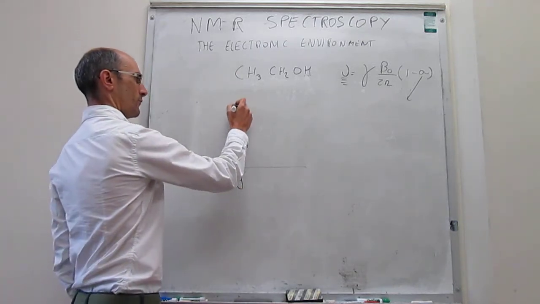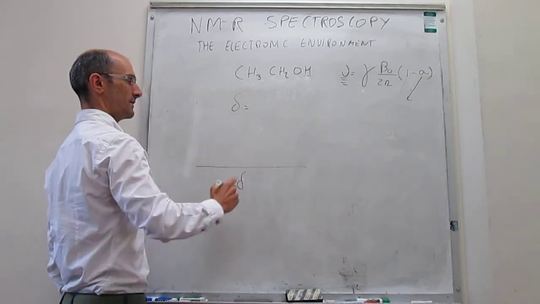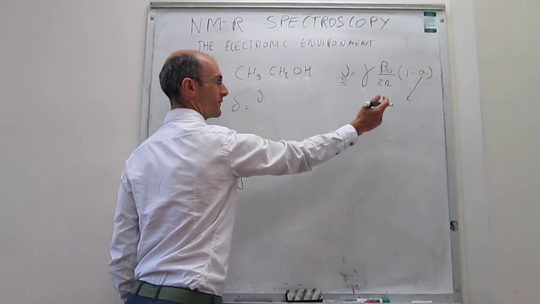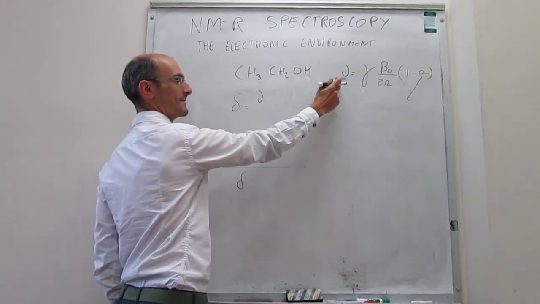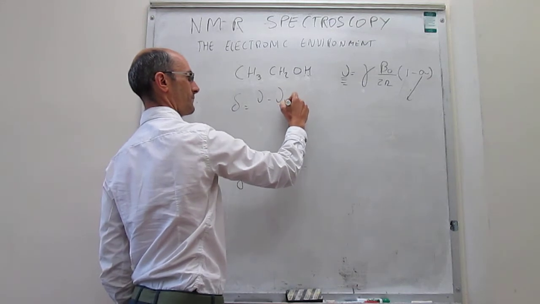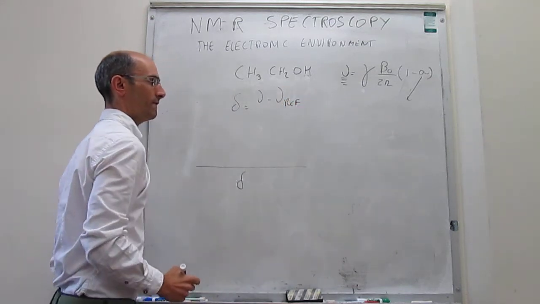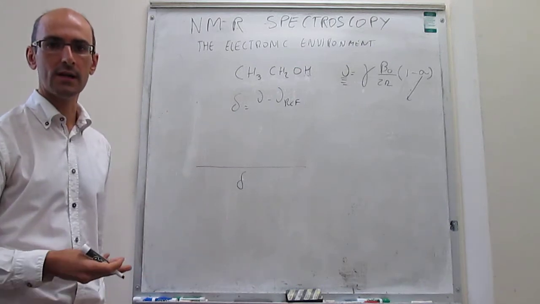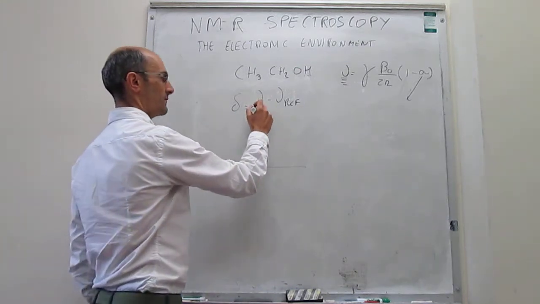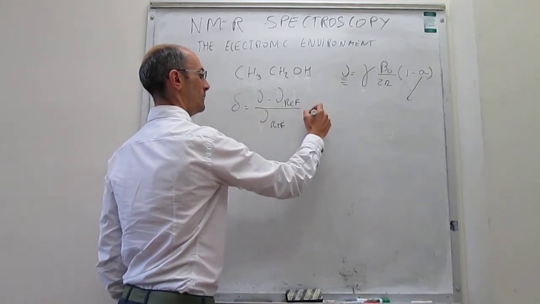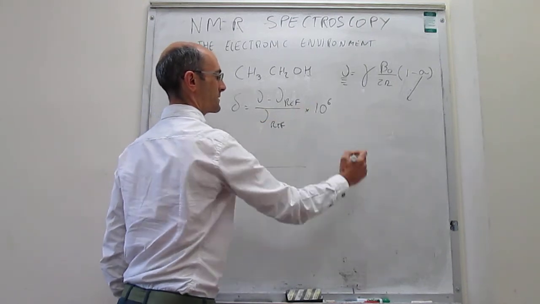The chemical shift is simply this: the resonance frequency that we calculate from that expression, which is sensitive to the electronic environment, minus the resonance frequency of a reference, which everybody agrees on, divided by the resonance frequency of the reference, multiplied by 10 to the 6.